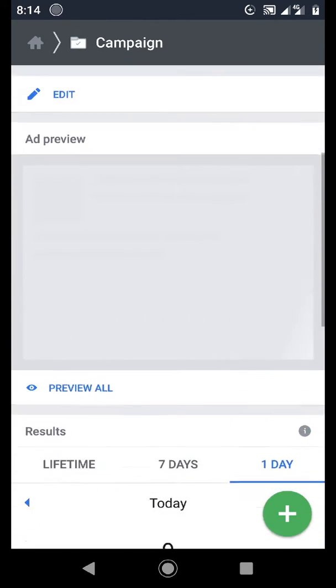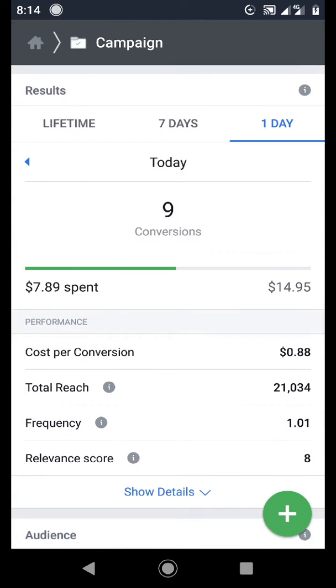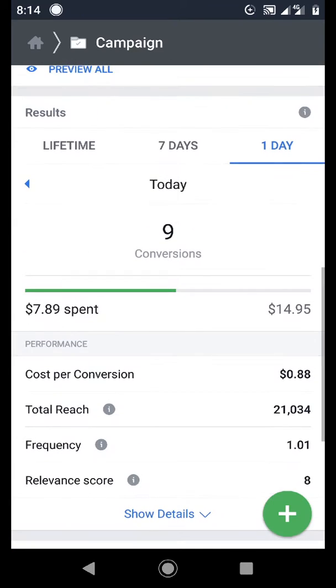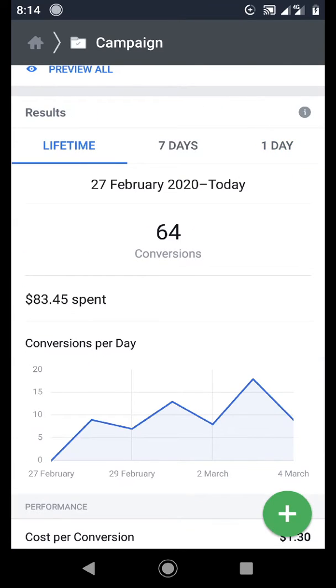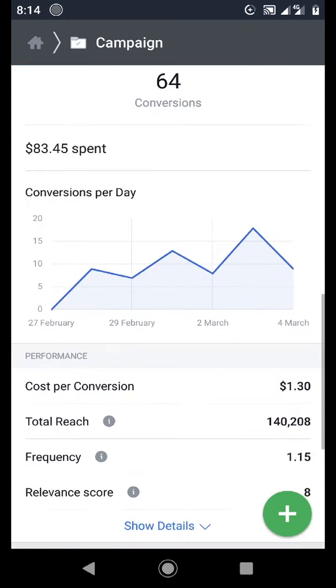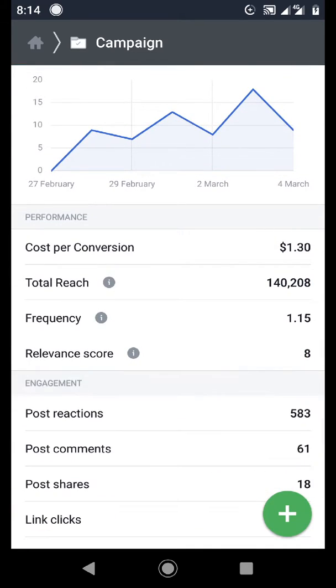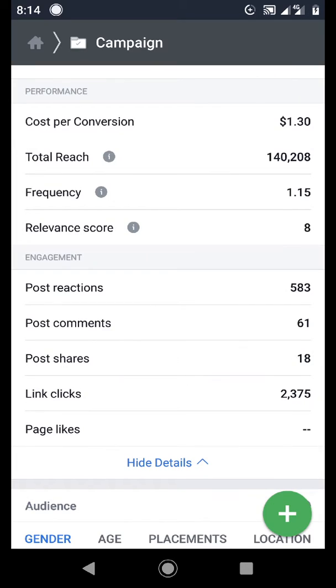and now there are two parameters you will need to look at. So let me just take it to lifetime. The first thing is the total number of people reached. The second thing is your number of link clicks. The total number of people reached is 140,208, and the link clicks are 2,375.